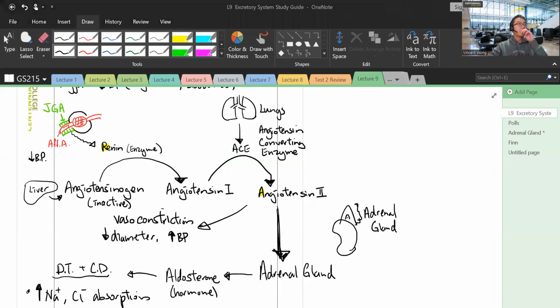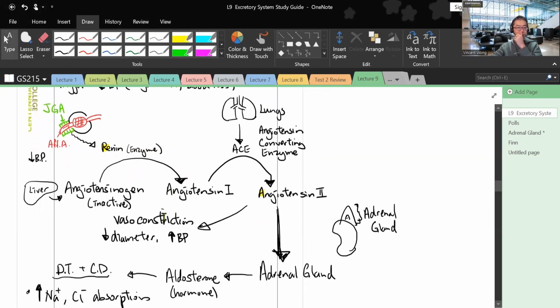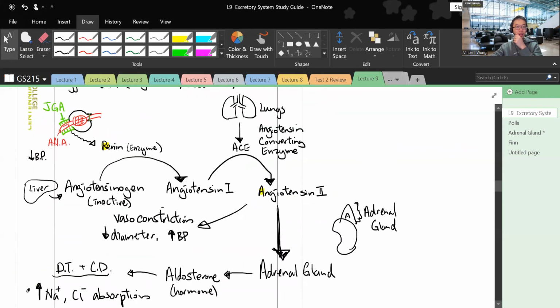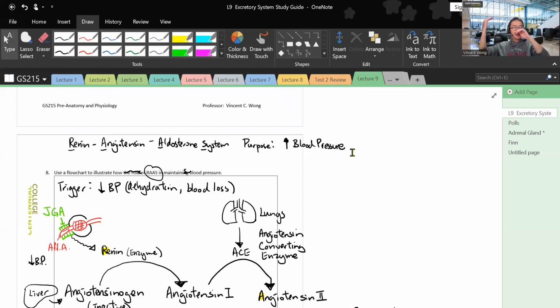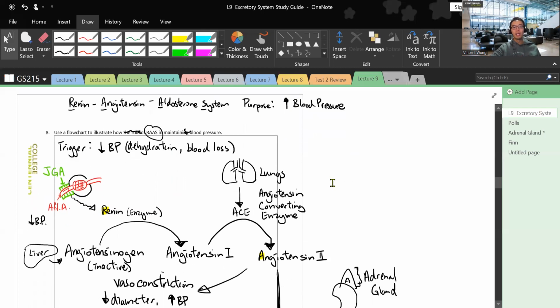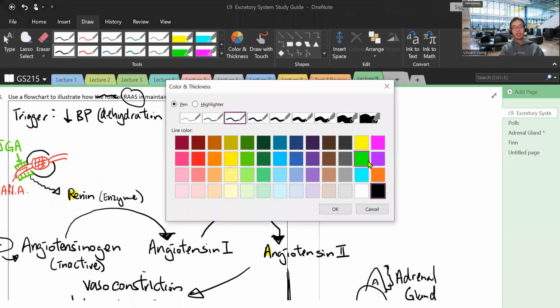Okay. Now, in the body, there are usually some balancing forces, if you would. Okay, some yin and yang going on. So if we have the RAS system to increase the blood pressure, you probably will be thinking, oh, what happens if the blood pressure is too high? Is there something that could bring it back down? And you would be absolutely correct. Okay, so I'm gonna do this in hot pink over here.